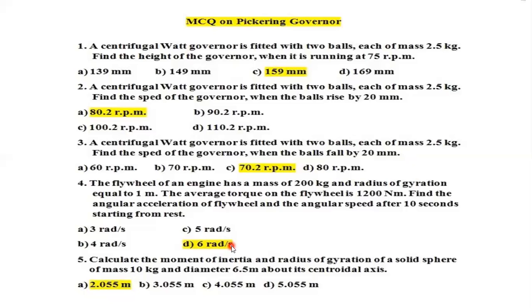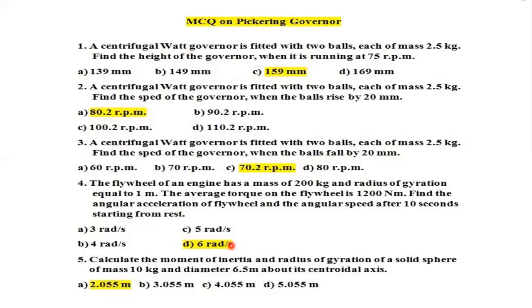So torque is equal to I into alpha. I is moment of inertia, alpha is angular acceleration. So keep alpha to the left hand side. The formula is T is equal to I alpha, keep alpha alone. So bring that I downwards. So alpha is equal to T divided by I. T value 1200, I value 2000. If you calculate, you'll be getting 0.6 radian per second square.